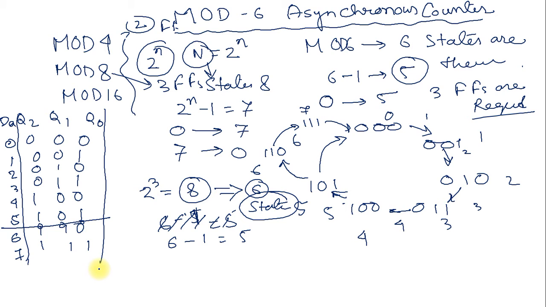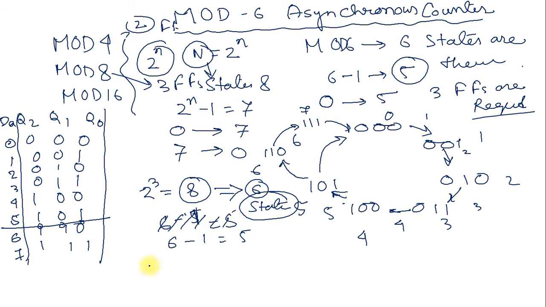So how can we formulate or design this mod 6 counter? That is the big question. How can we design the mod 6 so that the counter counts up to 5, and after that it should be 0 or initialized? For this we need the asynchronous inputs.